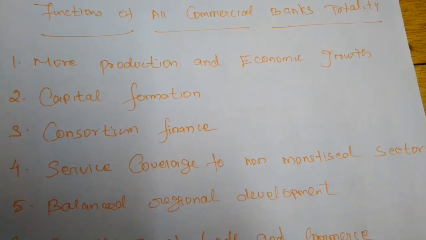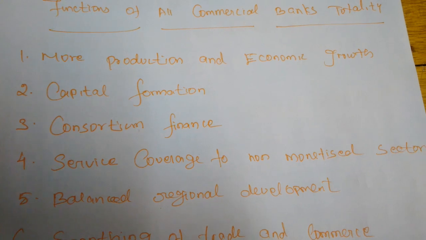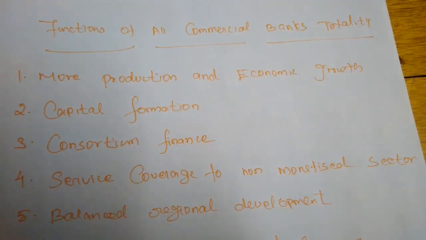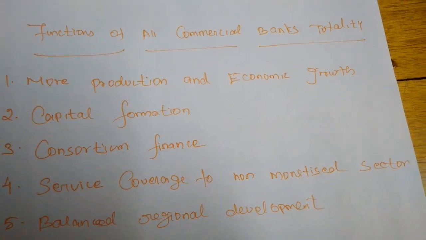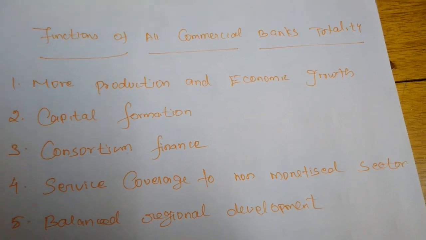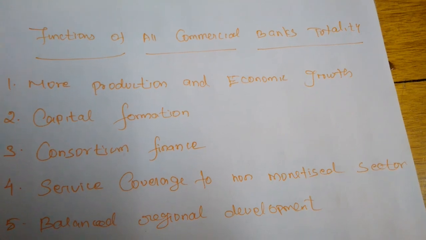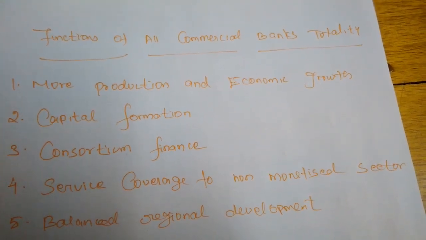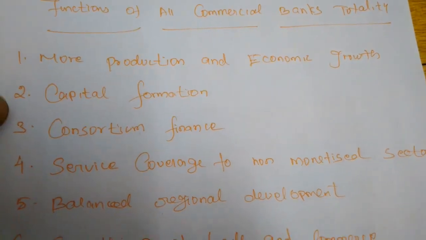If there are not sufficient financial facilities, the entrepreneurs will borrow money from the commercial banks. So the commercial banks render the money to the entrepreneurs, and only after that can he increase the supply of commodities. By increasing the supply of commodities, more production will be possible. Because of that more production, the economy will also grow.